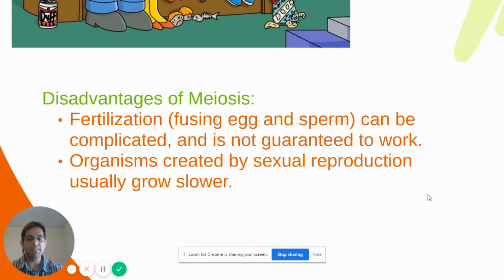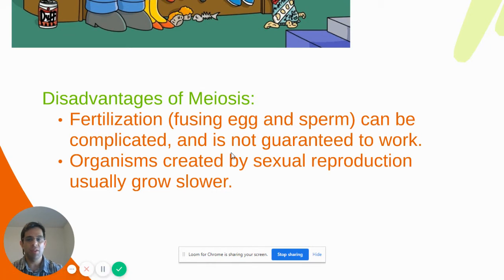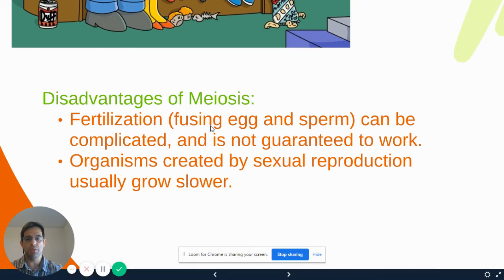What are the disadvantages of meiosis? First of all, the fertilization. The fertilization process can be very complicated. It's not guaranteed to work. It's not guaranteed that when you're exposing the sperm trying to get into the egg, this fusing process will happen. It's not guaranteed. So that's the first.